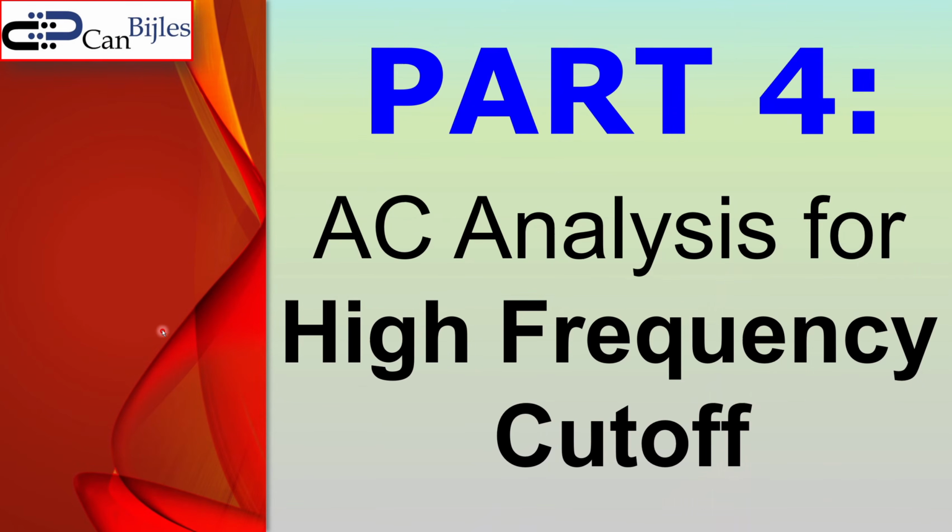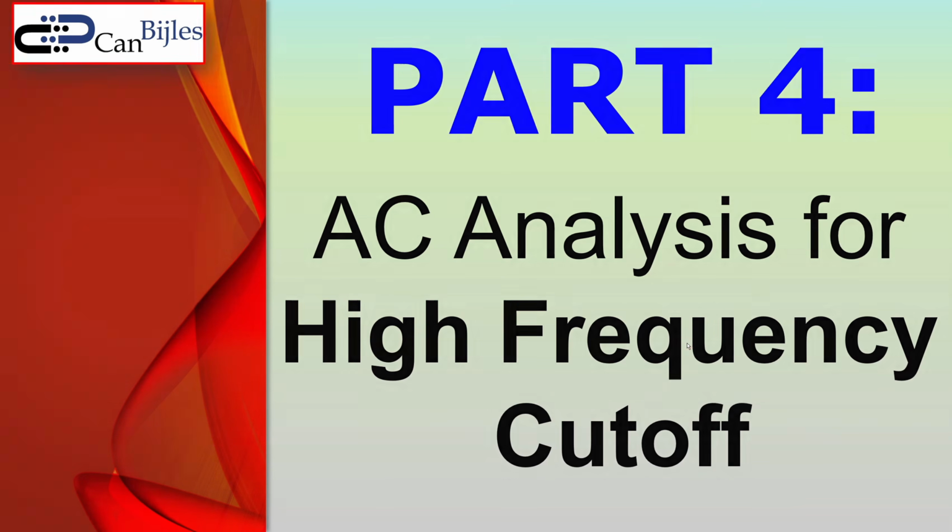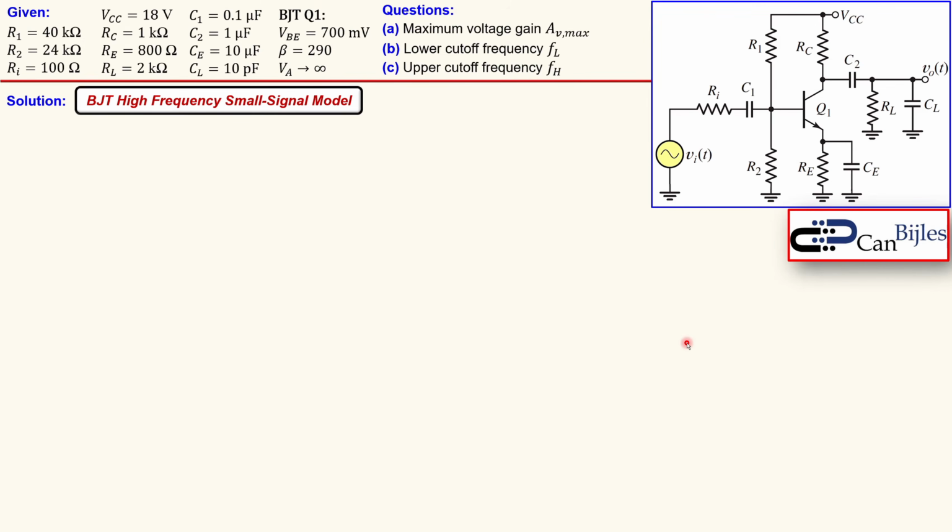Okay, let's now go to part 4, which is the AC analysis, specifically looking at the high frequency cutoff. That is now looking in a different domain. Before we dive into the full details of the high frequency small signal model of the BJT, I would like to first discuss the cross-sectional view of the BJT in this format.